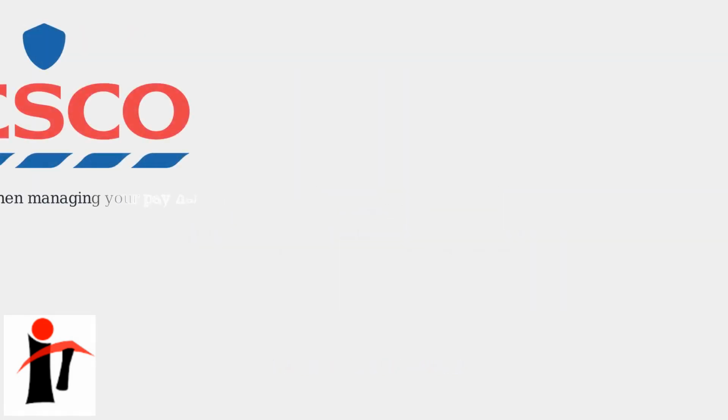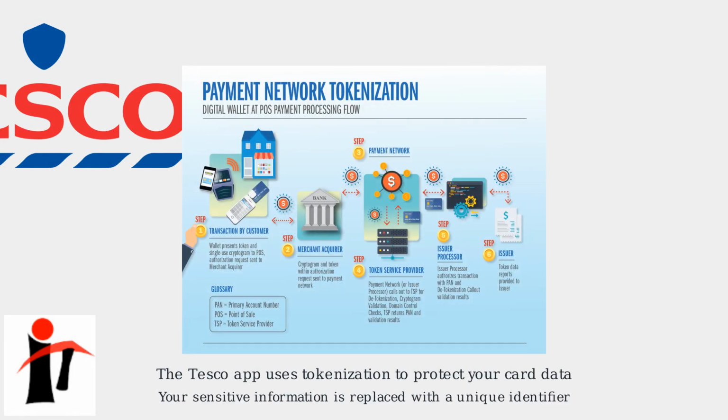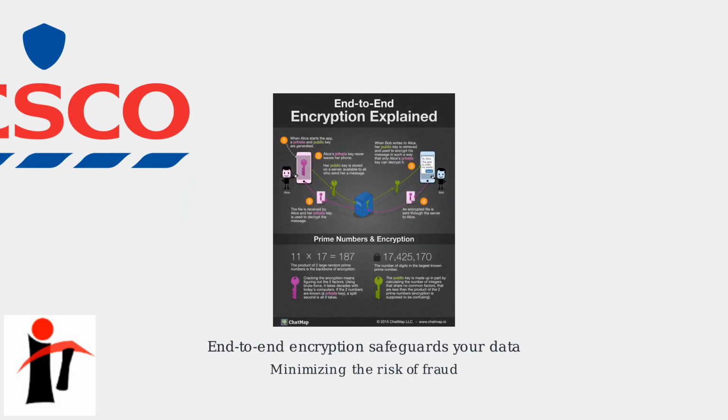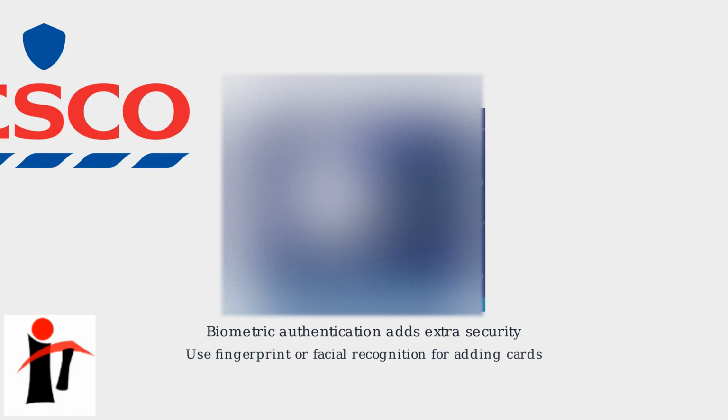Security is paramount when managing your payment methods. The Tesco app uses advanced security measures like tokenization and end-to-end encryption to protect your card data. This means your sensitive information is replaced with a unique identifier, minimizing the risk of fraud. The app also supports biometric authentication for adding cards and making purchases, adding an extra layer of security.